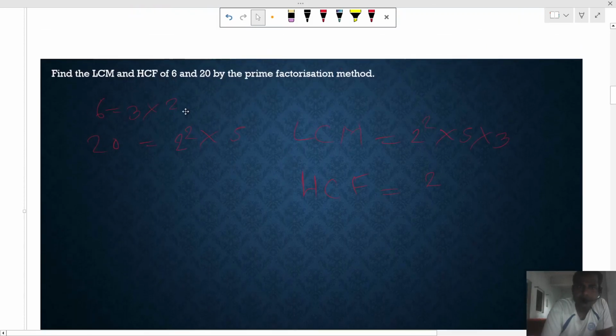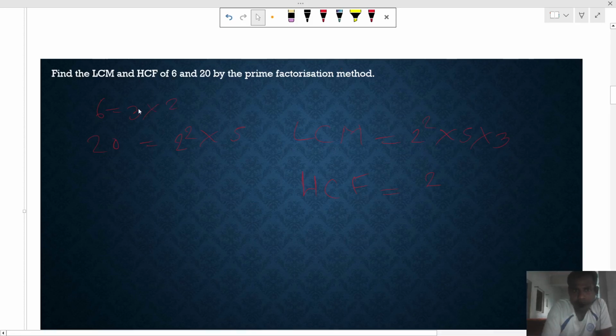Okay, first you must have the prime factors, and the concept is that LCM is the highest power and HCF is the lowest power. LCM is the highest common power in both, and HCF is the lowest common power in both.